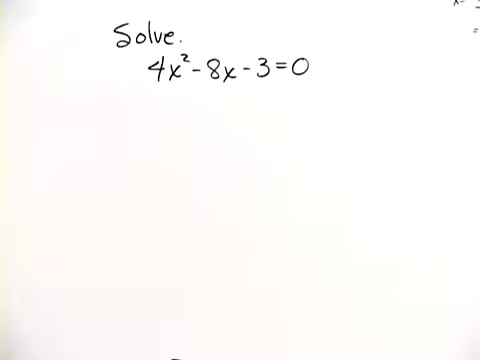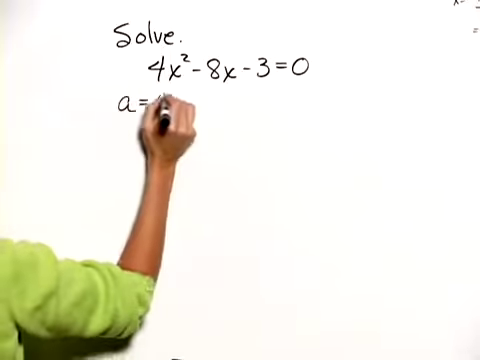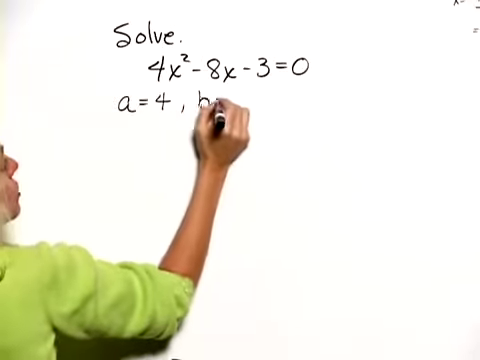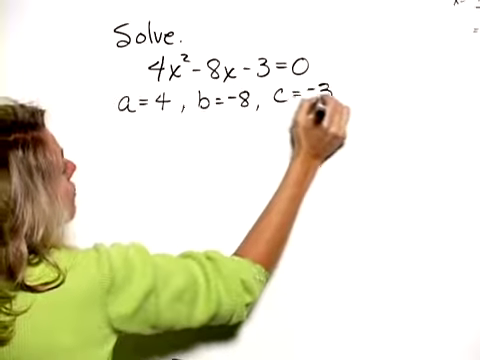Solve 4x squared minus 8x minus 3 is equal to 0. Now again, we have several options as to a process for solving this quadratic equation. This looks like a good candidate for the quadratic formula, so let's use that one. A is equal to 4, B is equal to negative 8, and C is equal to negative 3.